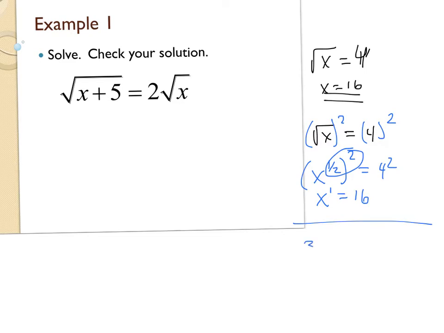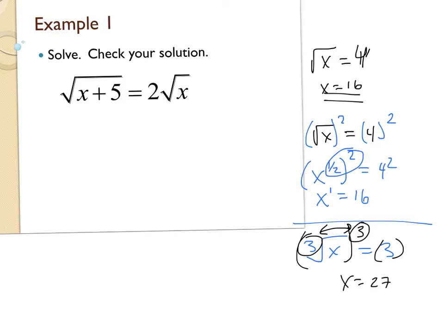The same idea goes with a cube root. We should know that x is equal to 27, but how do we get rid of it? Well, we would raise it to the third power. The power that's the same as the root cancels the root out. And so x would equal 27.